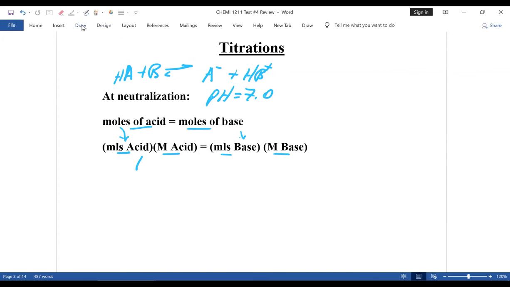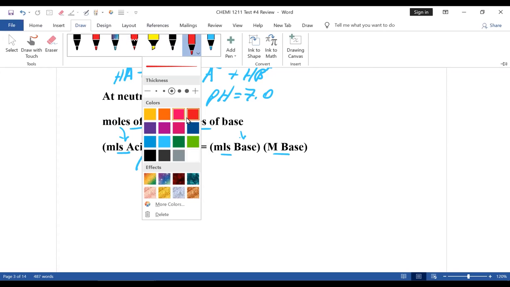What happened to my red marker? There we go.